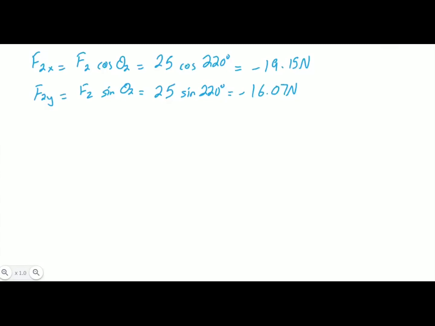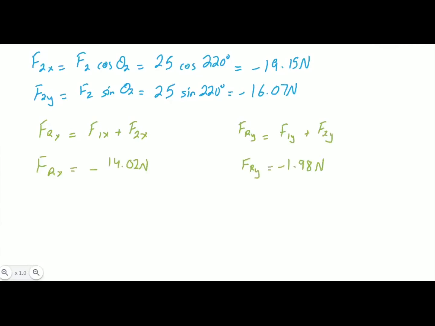And now we have to add up the x components to get FRx. So it will be equal to F1x plus F2x, and FRy will be equal to F1y plus F2y. And if you substitute the values, then you will get the answer of FRx as minus 14.02 Newton, and FRy will be equal to minus 1.98 Newton. So this will be the answer of the FRx and FRy.